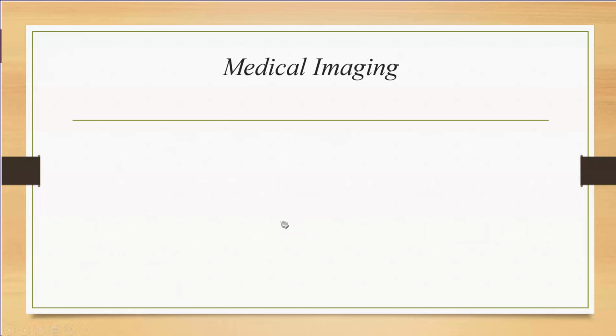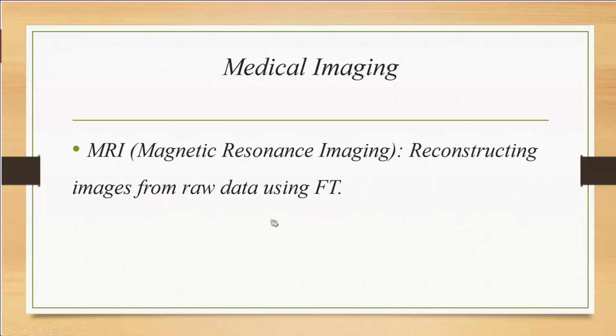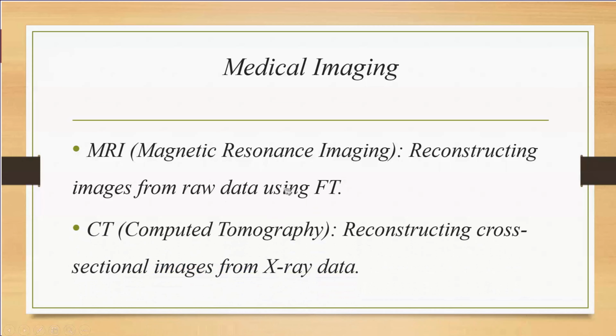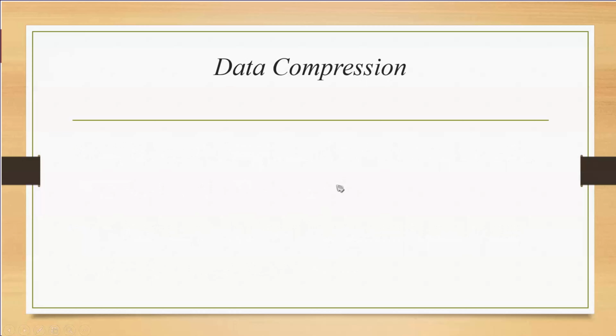is the Fourier transform. So in imaging, we want to reconstruct images from raw data using Fourier transform, that is in machines like magnetic resonance imaging in hospitals. Computed tomography, also we do the same. Reconstructing those cross-sectional images from X-ray data, we use a Fourier transform.